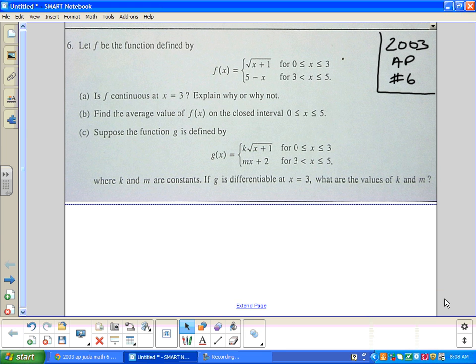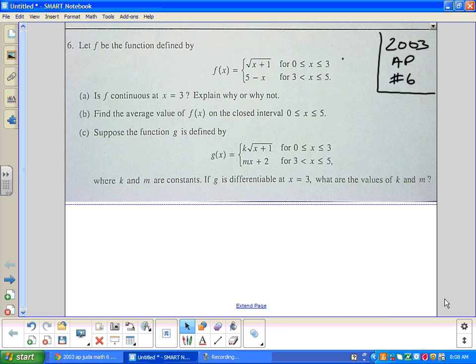Alright, so what we're going to do is review the 2003 AP Calculus AB test, number 6 in the free response, no calculator section. It says let f be the function defined by the piecewise function radical of x plus 1 from 0 to 3, and the line negative x plus 5 is the way I would say it, from 3 to 5. And it says, is f continuous at x equals 3? Explain why or why not.